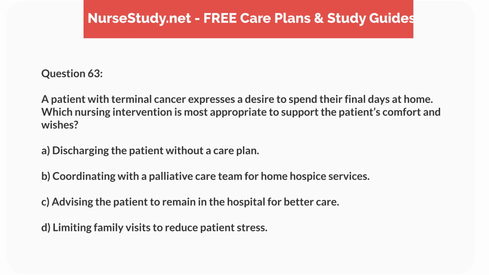Question 63. A patient with terminal cancer expresses a desire to spend their final days at home. Which nursing intervention is most appropriate to support the patient's comfort and wishes? A. Discharging the patient without a care plan. B. Coordinating with a palliative care team for home hospice services. C. Advising the patient to remain in the hospital for better care. D. Limiting family visits to reduce patient stress.